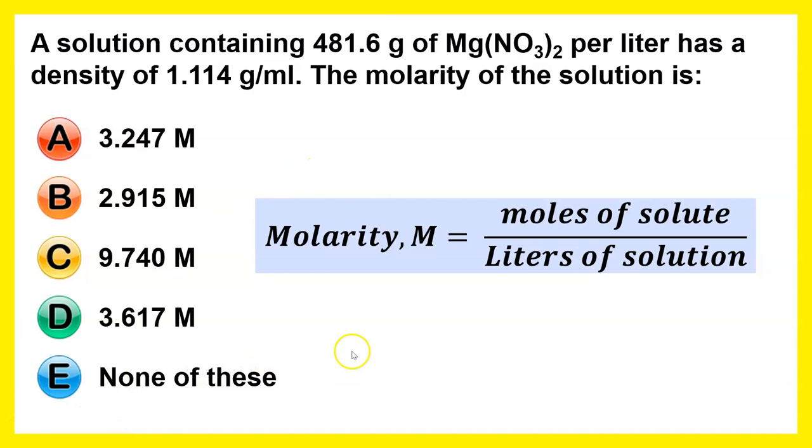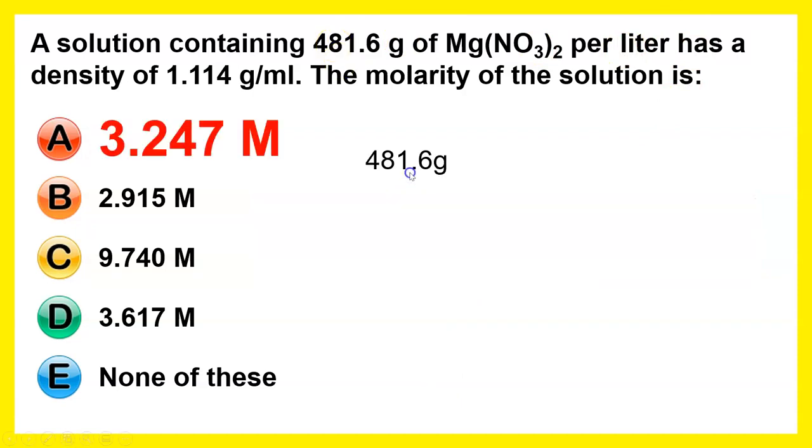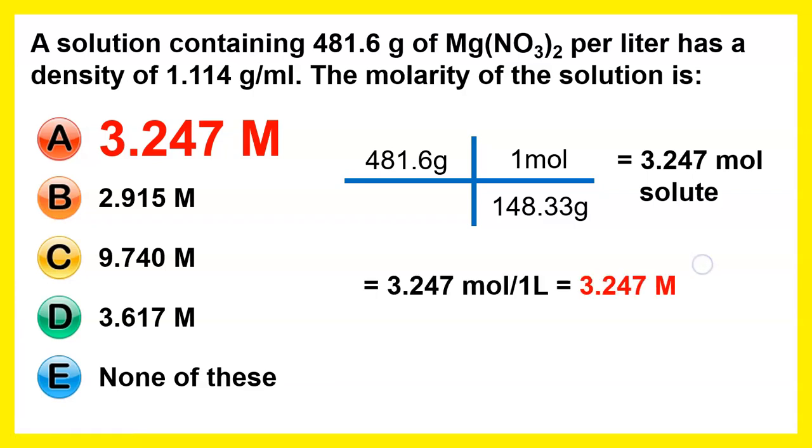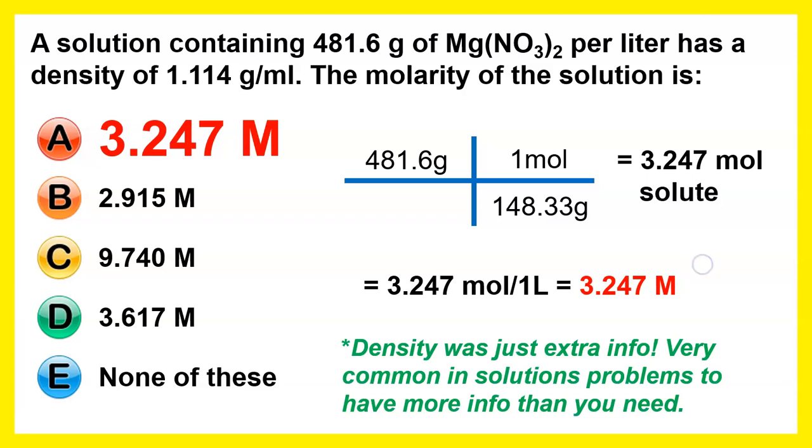All right, are you ready? Well, we know that 1 liter of this solution has this many grams. So I'm going to take that number of grams, convert from grams to moles, and I find out that I have 3.247 moles of solute per liter. Well, wait a second. Isn't molarity moles per liter? So I'm all done. What number did I not use? I did not use that density, did I? It was just extra.